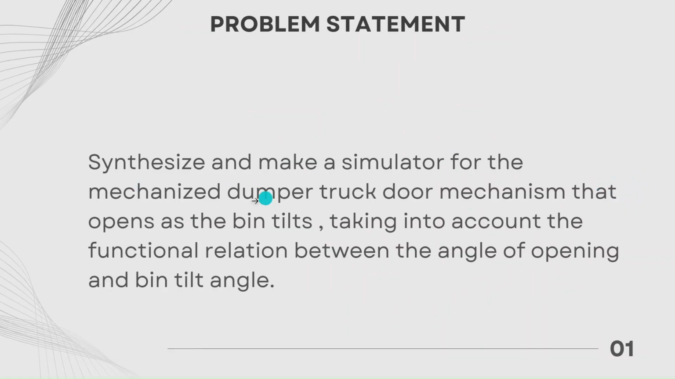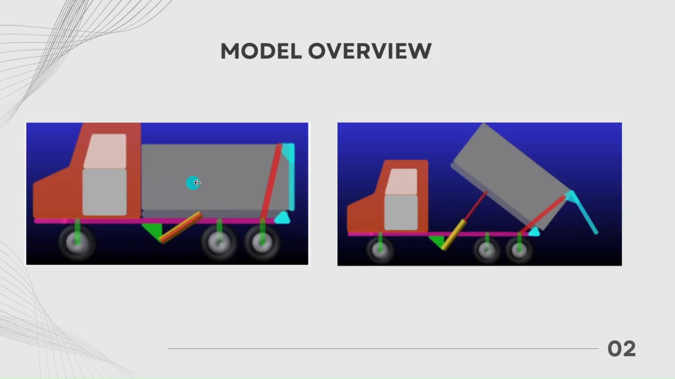So this is the problem statement. Synthesize and make a simulator for the mechanized dumper truck door mechanism that opens as the bin tilts, taking into account the functional relation between the angle of opening and bin tilt angle. So basically, if this is the dumper truck, as the bin moves up, the gate should open up. The angle that the gate opens should be in relation to the angle that the bin moves up with.